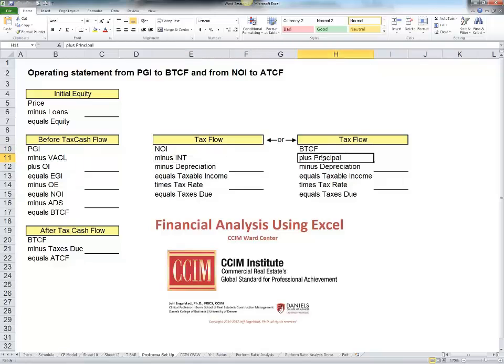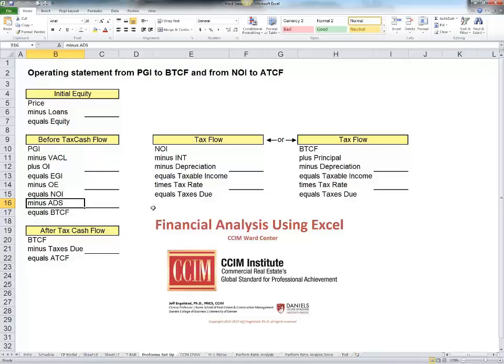And then I would say, okay, why is that? And you would say, oh, well, because of annual debt service. Annual debt service is made of these two things, principal and interest. Therefore, NOI minus interest is the same as before tax cash flow plus principal. So we get to the same taxable income regardless of which route we take.